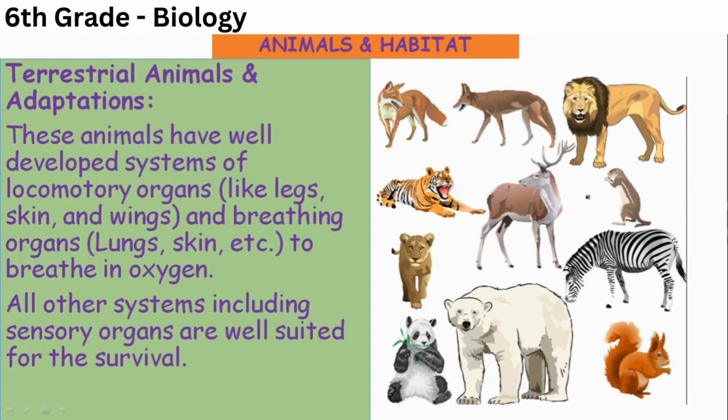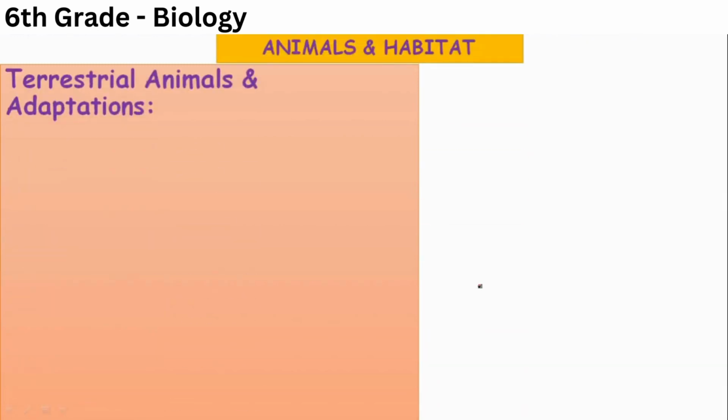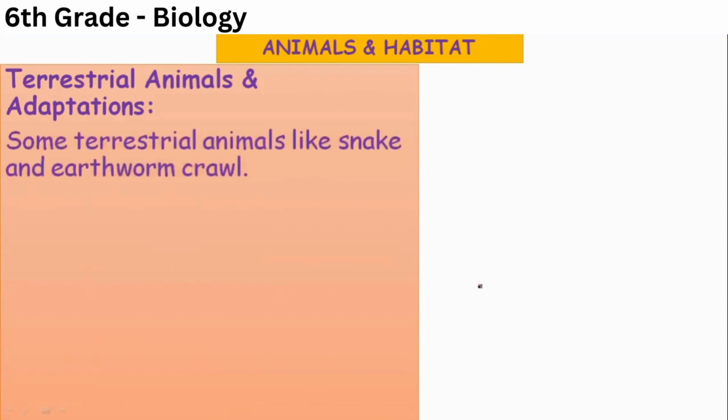See these animals: fox, owl, lion, tiger, deer, squirrel, zebra, kangaroo rat, a polar bear, a panda, a lion. So these are all the living organisms which we find on land. Now the adaptations. Some terrestrial animals like snakes and earthworms don't have locomotory organs like legs. They simply crawl.